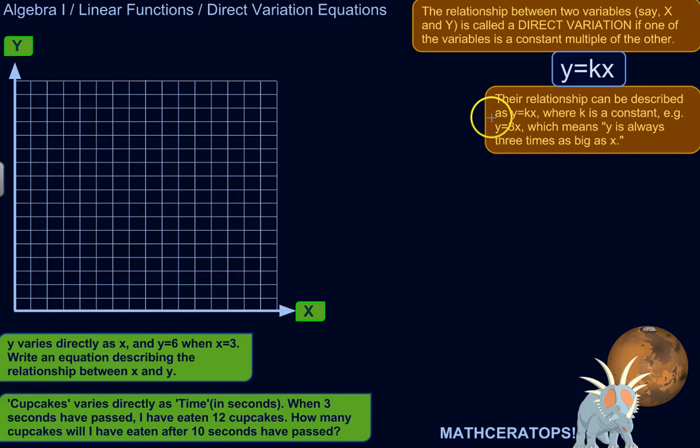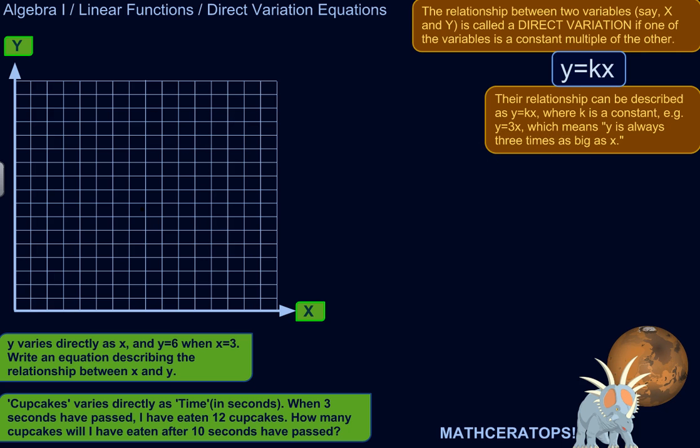So if y is a constant multiple of x, meaning it's always 3 times as big as x, 4 times as big as x, 1/2 the size of x, if it's always that same multiple of x, that would be called a direct variation.